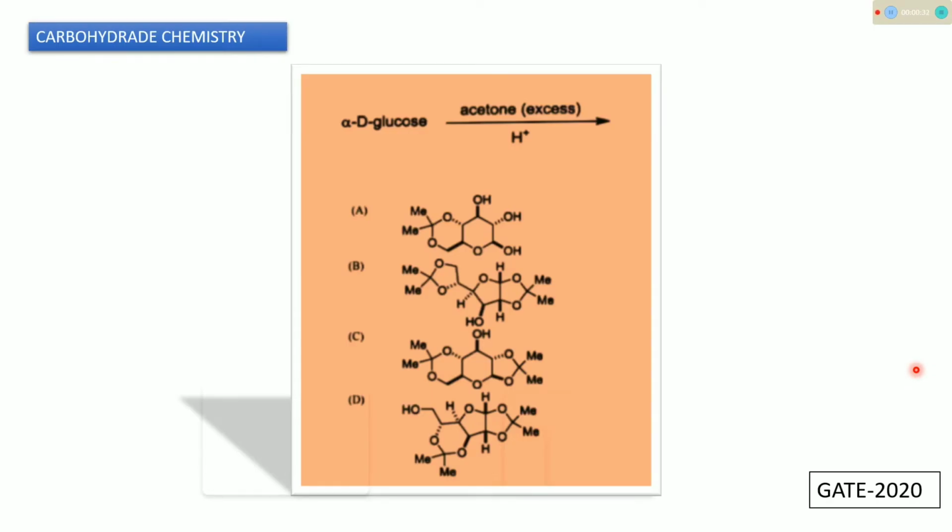The question is like this: when alpha D glucose is treated with excess acetone, what will be the product? Before discussing the question, I want to give you some basic knowledge about glucose, its anomeric forms, its cyclic forms, and their percentage composition in equilibrium.